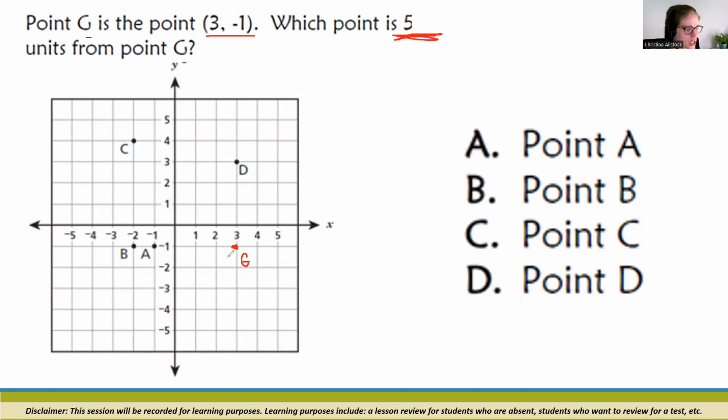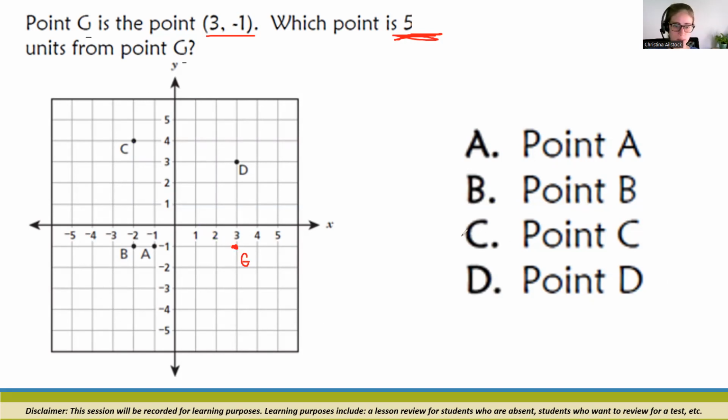So when I look at point G here, the first thing I notice is it can't be C because as we discussed earlier, we're only dealing with vertical and horizontal lines this year. And if I were to connect C and G, that would be a diagonal.